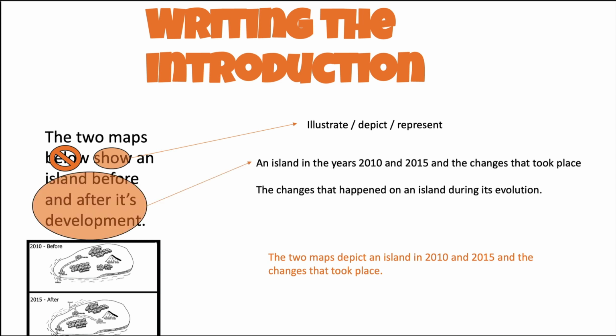And an island before and after its development, I've got two options. An island in the years of 2010 and 2015 and the changes that took place, or the changes that happened on an island during its evolution. What I've gone for is the two maps depict an island in 2010 and 2015 and the changes that took place. So that is our introduction, just simply paraphrasing the question.